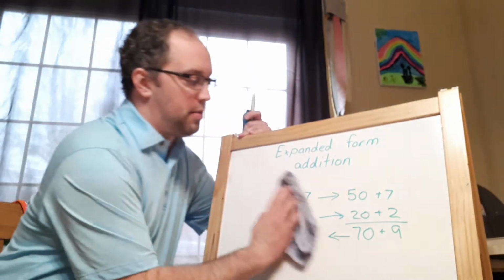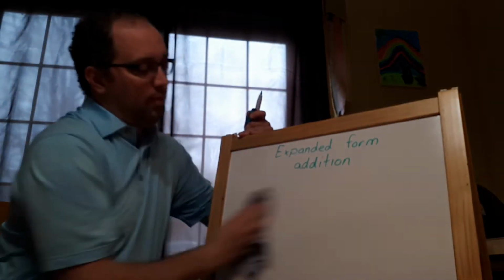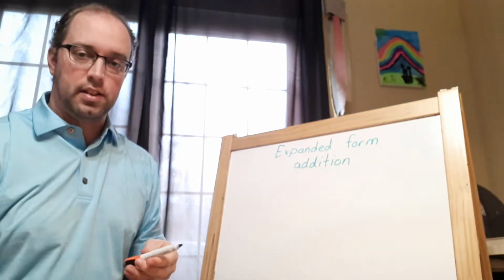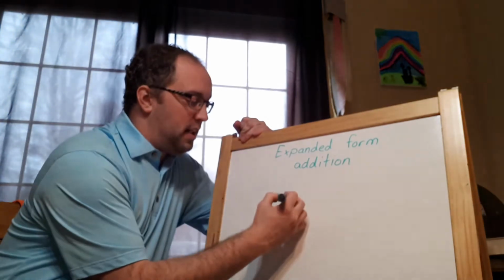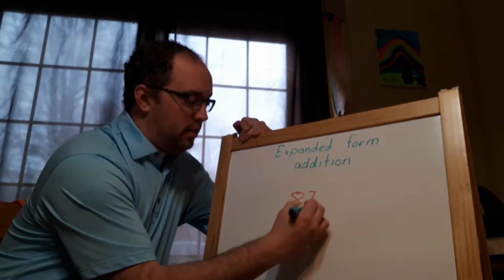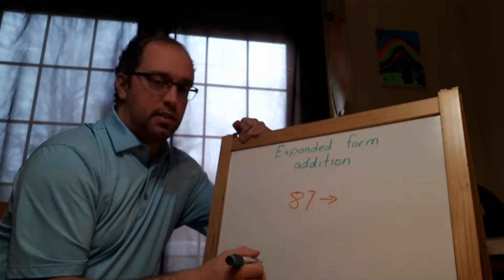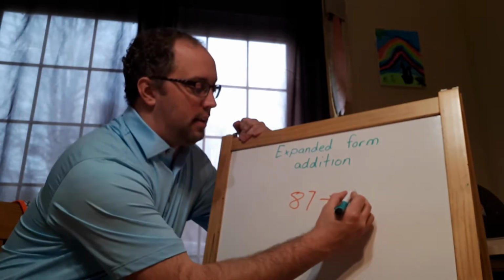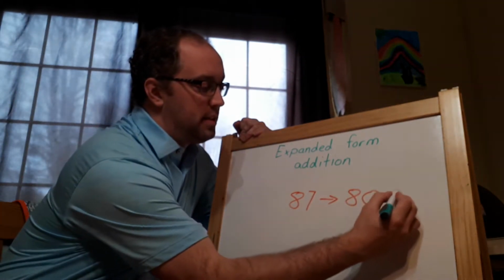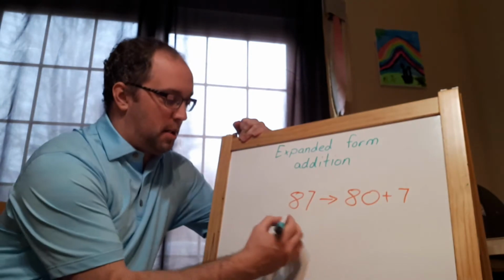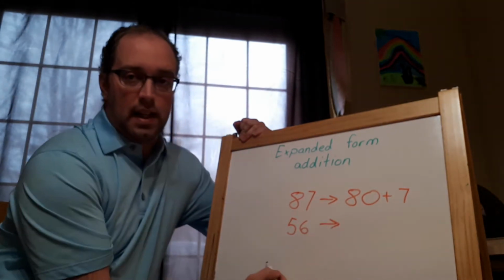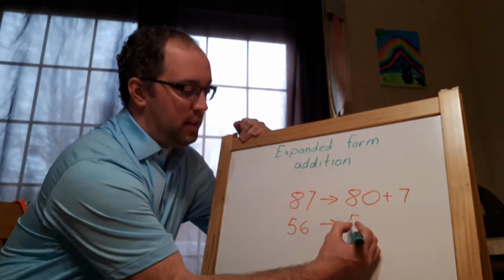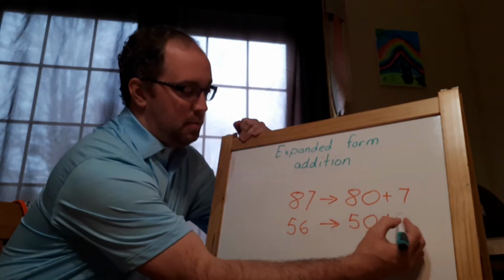Here's a question with regrouping. It's a little more challenging, but I know you guys can do it. So if we have the number 87, again, I have to expand it first. That would be 80 plus 7. Maybe I'm adding 56. So I'm going to expand that one. That 5 means 50, and the 6 means 6.